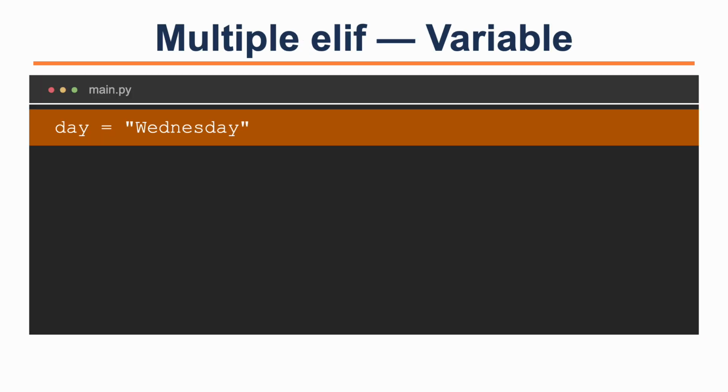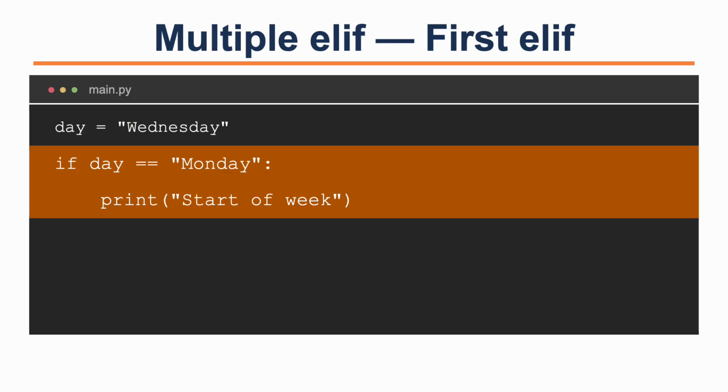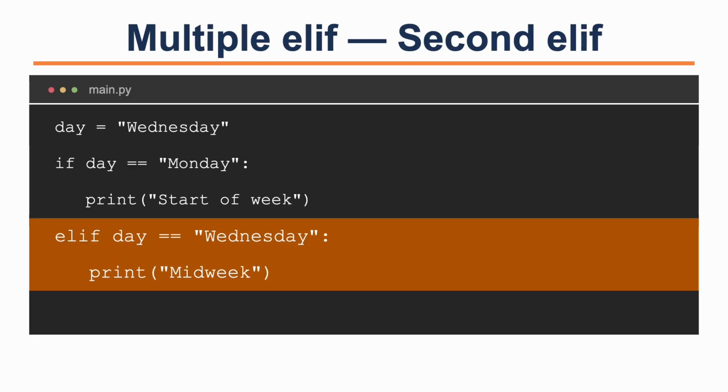Let's build a day classifier. We start with a variable called day equal to the string Wednesday. The first condition checks whether day equals Monday. Here day is Wednesday, so this is false. Python moves to the next else if. The second else if checks whether day equals Wednesday. This time the condition is true. Python will run this block and stop checking. The remaining else if and else blocks will be skipped.